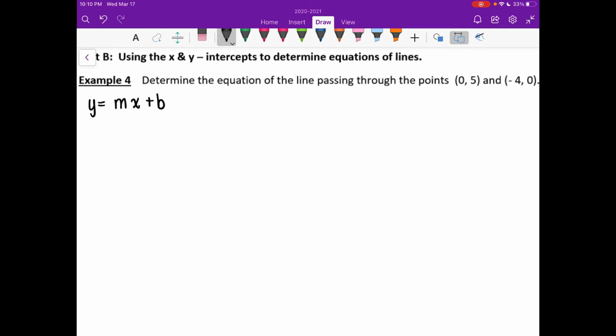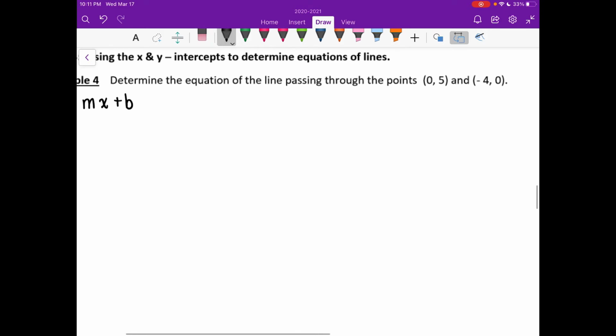So if I told you, determine the equation of the line passing through the points, which are your x and y intercepts here, you can easily find that equation of the line because now you have 2 points on the line. So go back to the lesson from 2 days ago, the last couple of points on that were how to do that.